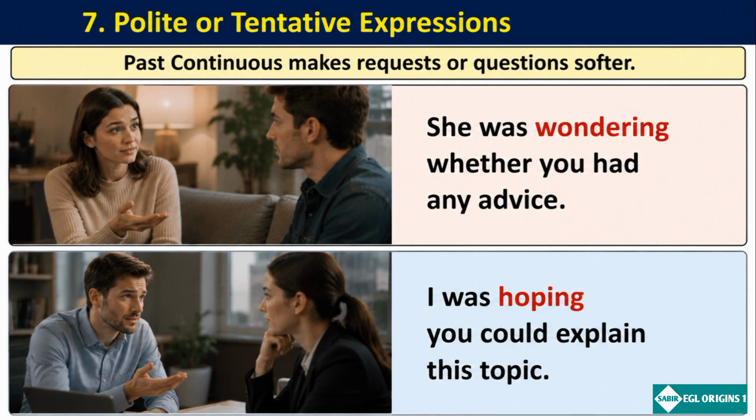Number 7. Polite or tentative expressions. Past continuous makes requests or questions softer. Examples: She was wondering whether you had any advice. I was hoping you could explain this topic.